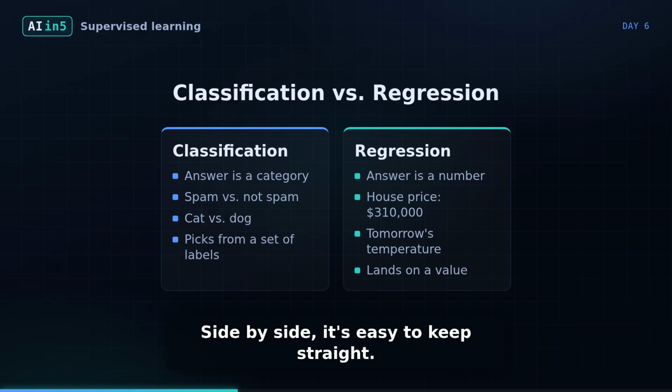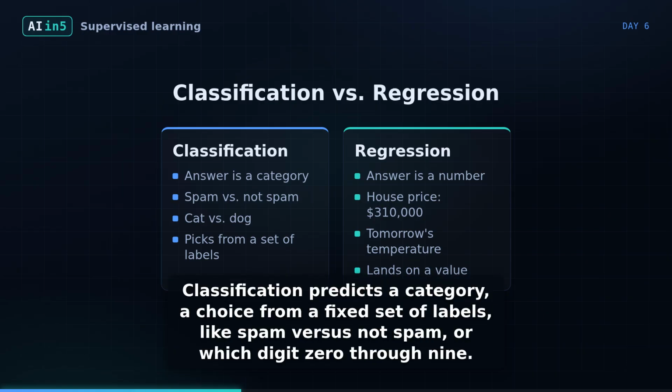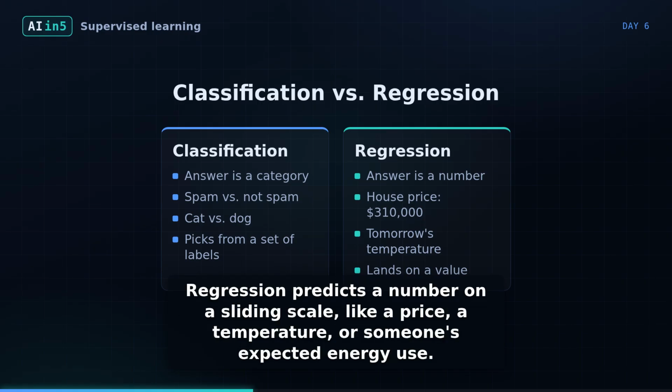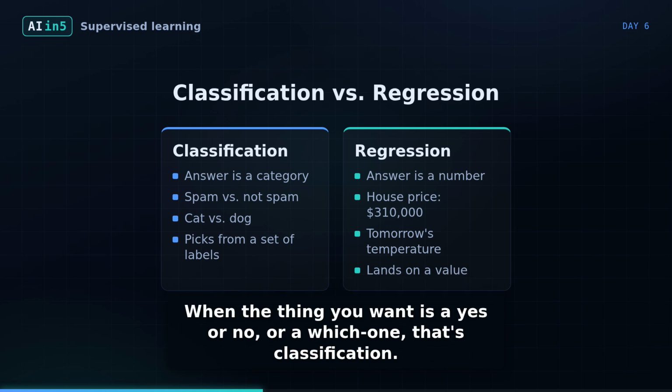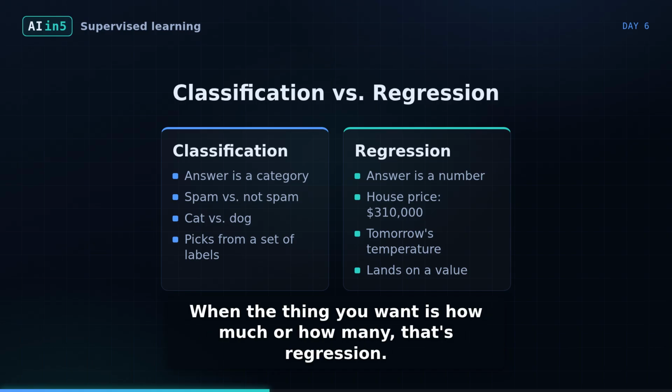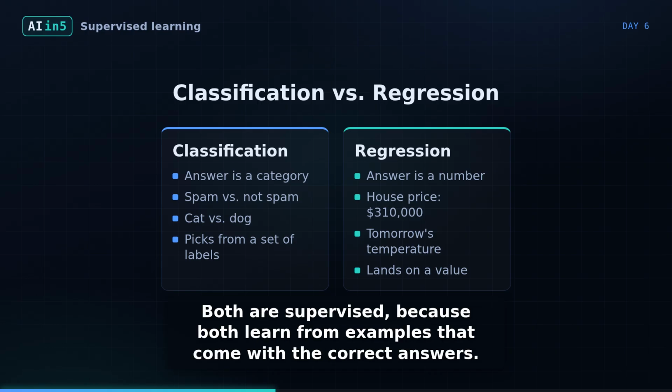Side by side, it's easy to keep straight. Classification predicts a category, a choice from a fixed set of labels, like spam versus not spam, or which digit 0 through 9. Regression predicts a number on a sliding scale, like a price, a temperature, or someone's expected energy use. When the thing you want is a yes or no, or a which one, that's classification. When the thing you want is how much or how many, that's regression. Both are supervised, because both learn from examples that come with the correct answers.